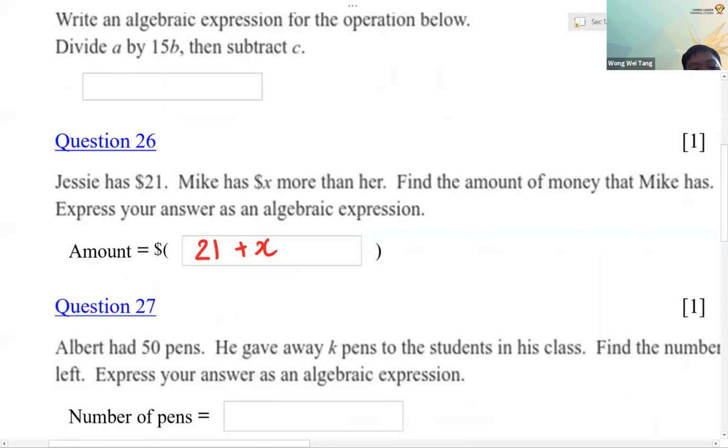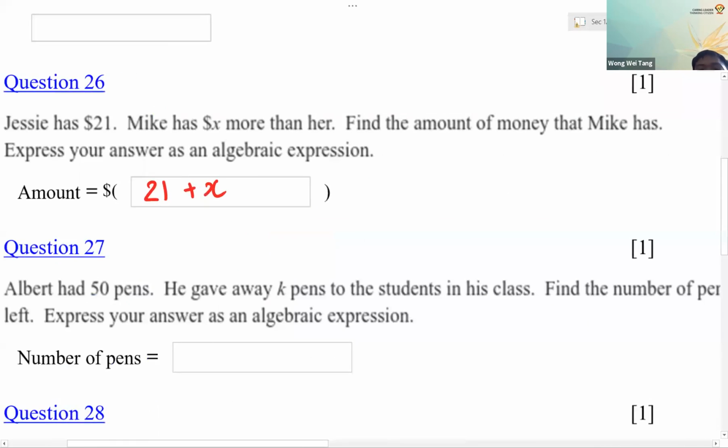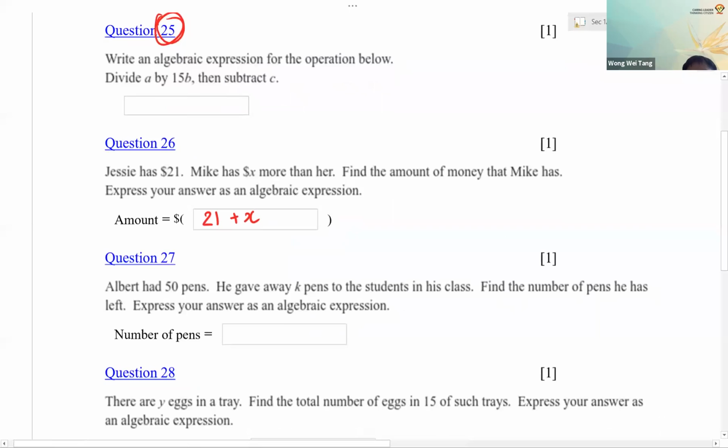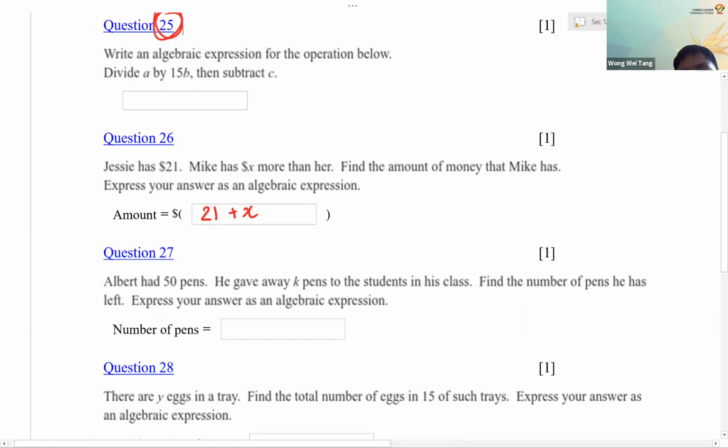Next, question 27. So, Kyrene. Albert has 50 pence. He gave away K pence. So find the number that he has left. So Kyrene, what do you think is the answer over here? 50 minus K. Very good.